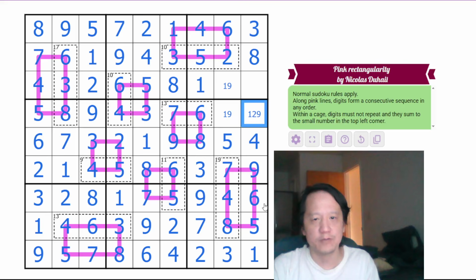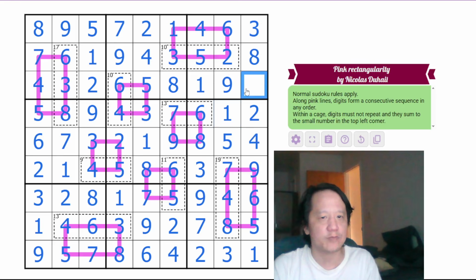1 and 9 eliminate 1 and 9 there, so it's 2. 9 eliminates 9 there, so it's 1. Which eliminates 1 there, so that's 9, which leaves this as a 7.